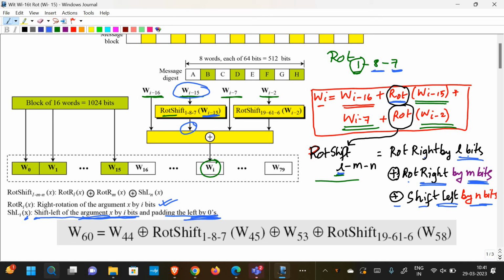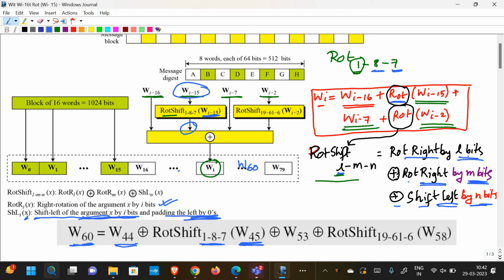So for example, suppose we are looking at word number 60, somewhere over here. Suppose this is my W60. So that will have WI minus 16. So I here is 60. So 60 minus 16, W44. So whatever be the configuration of W44, that comes directly. XOR with rot shift of 1, 8, 7, which is the same for any round, of W45. Why? Because this is I minus 15. I is my 60. 60 minus 15 is 45. So that becomes W45.